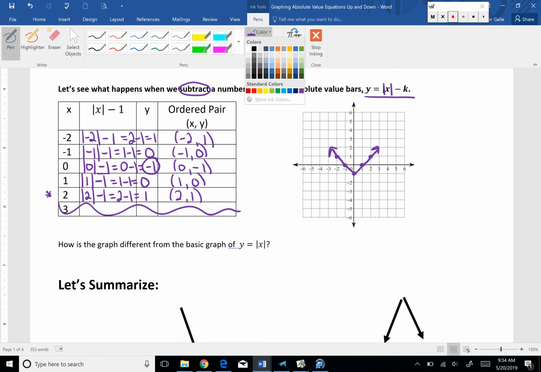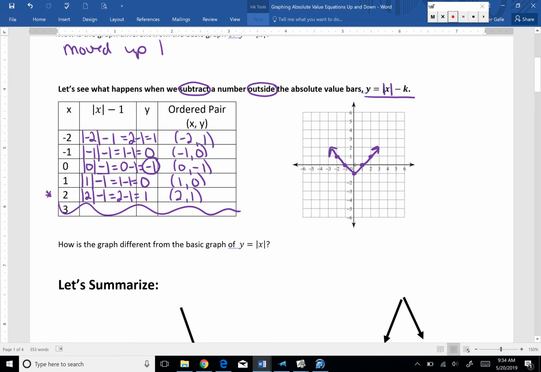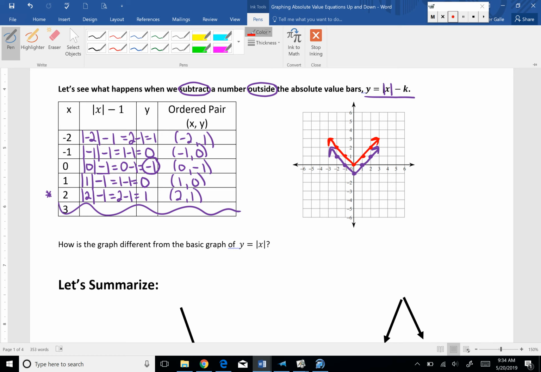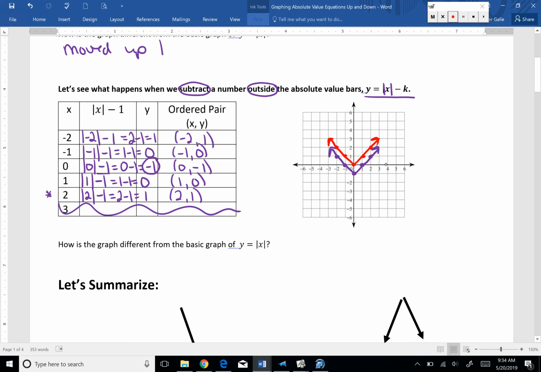Just as a reference, I'm going to draw it on my sheet. You can draw it on yours if you'd like. Here's our original graph of just plain old y equals absolute value of x. There's the original. What did subtracting 1 do? Well, it didn't change our slope. Our slope is still just 1. What it did change, though, it did exactly what we thought. It moved our graph down 1.